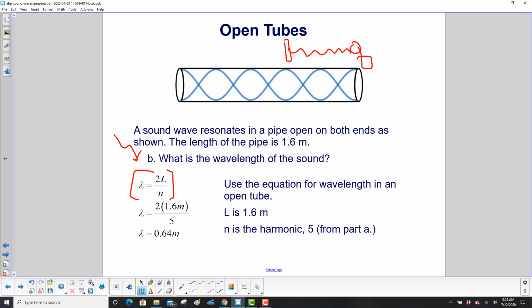So the length of this tube is 1.6 meters. We're looking at the fifth harmonic. We got that from part A. So the wavelength is 0.64 meters.